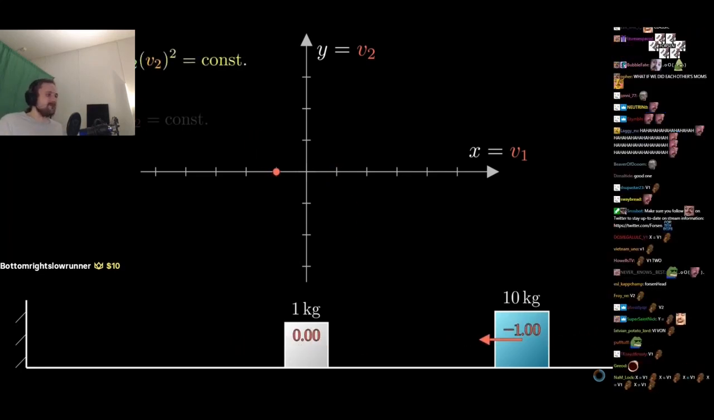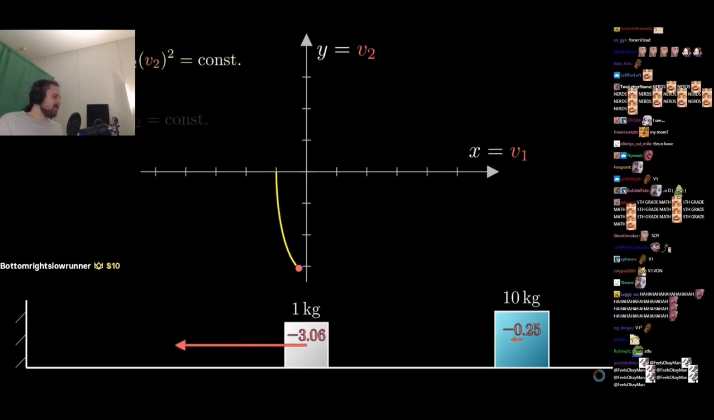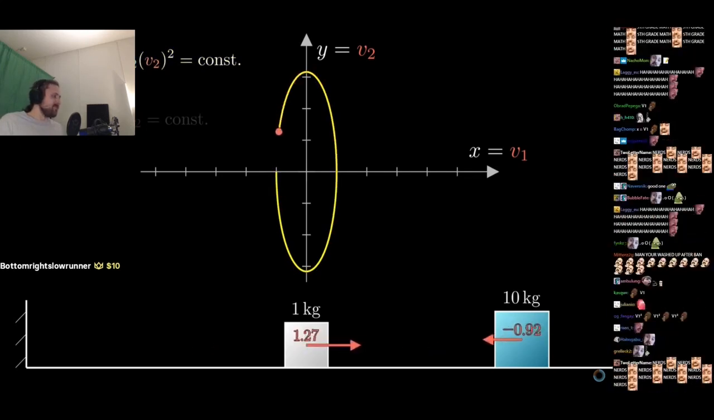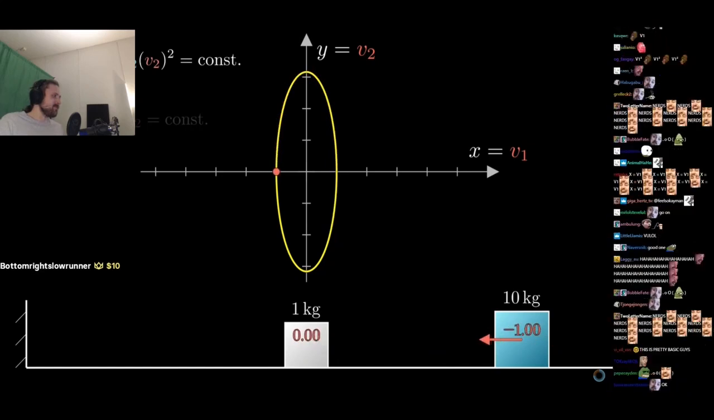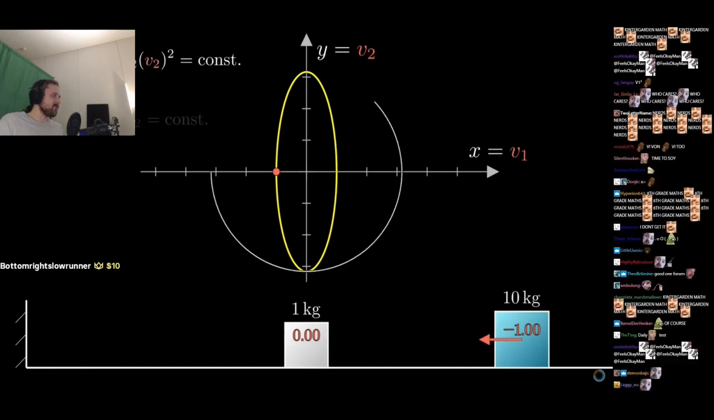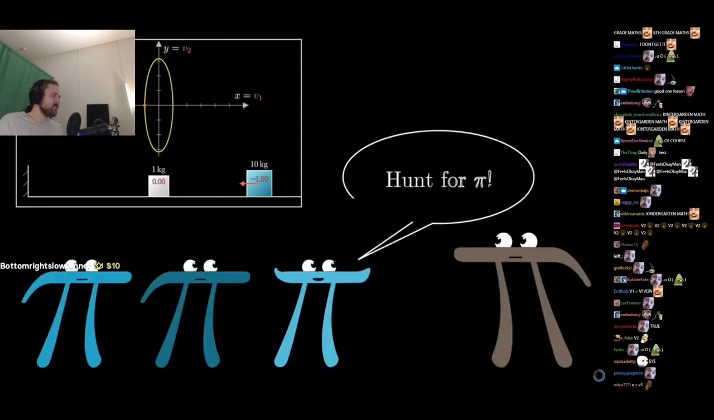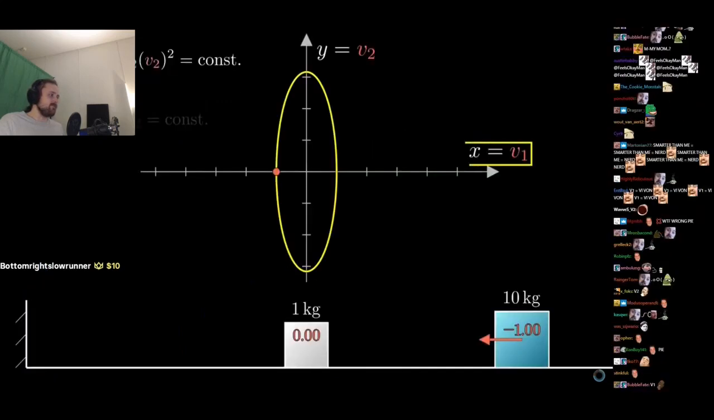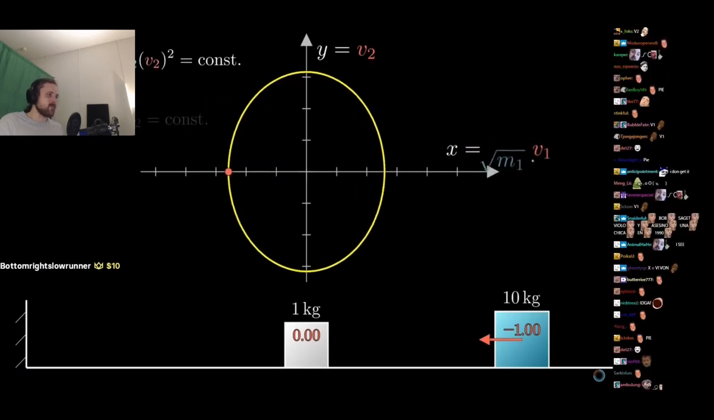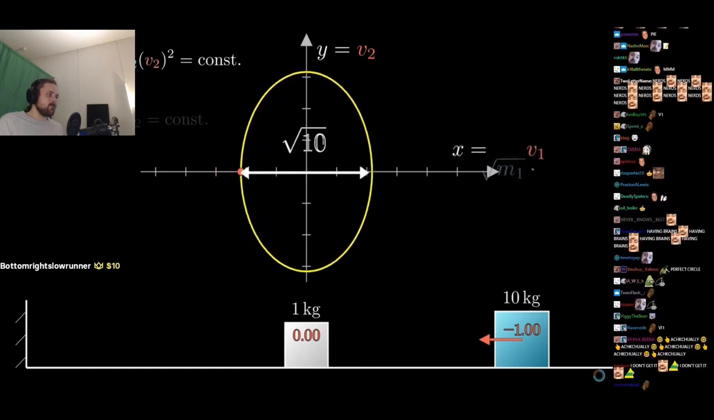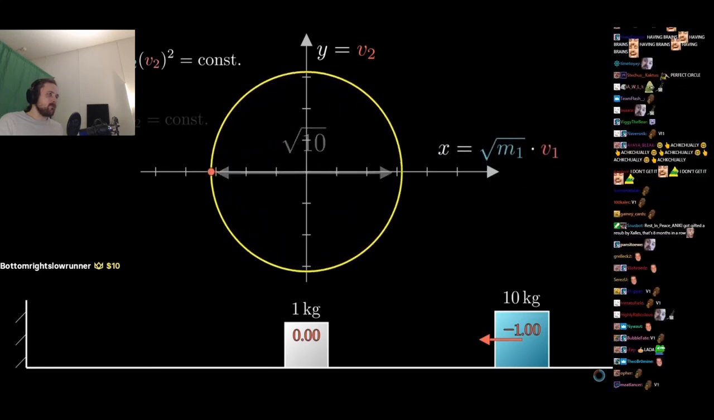In that case, the energy equation represents an ellipse, where each point of this ellipse gives you a pair of velocities, all of which correspond to the same total kinetic energy. In fact, let's change our coordinates a little bit to make this into a perfect circle, since we know that we're on a hunt for pi. Instead of having the x-coordinate represent v1, let it be the square root of m1 times v1, which for this example shown stretches the figure in the x direction by the square root of 10.